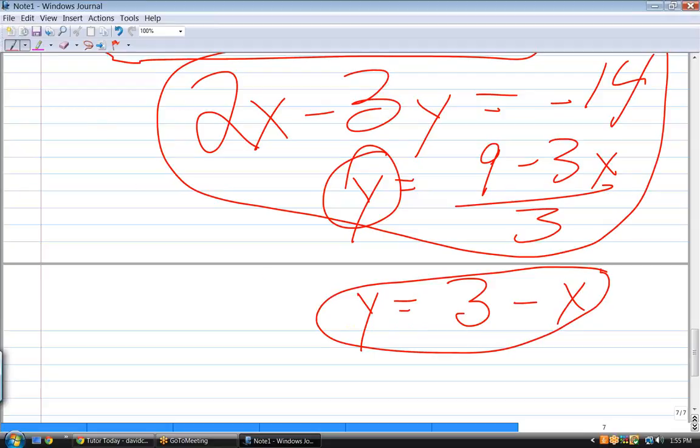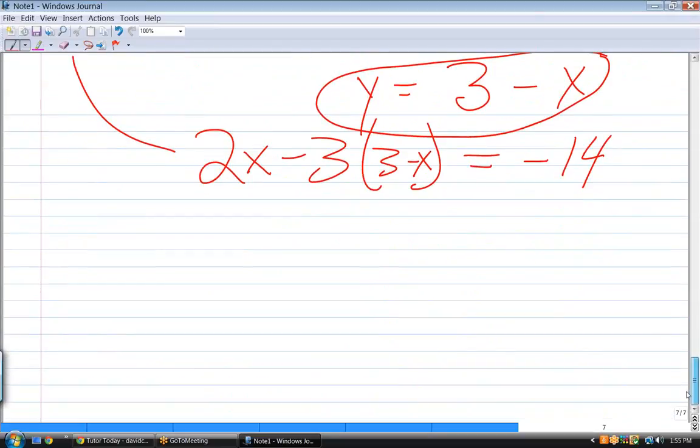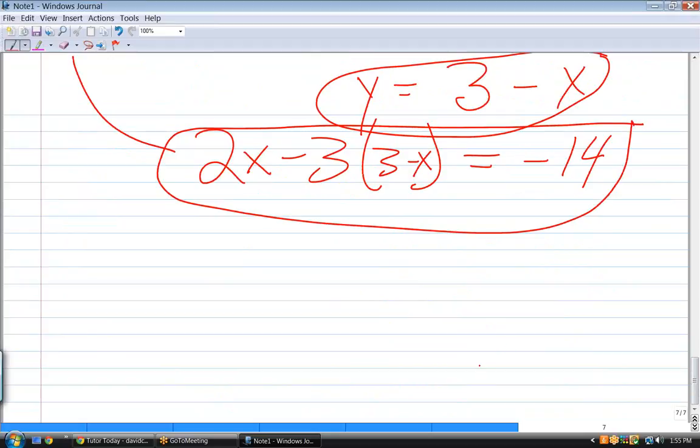So if I go back into that equation and say 2x minus 3, well, what is y? Y is 3 minus x. If that's equal to minus 14, now notice that I have one equation and only one variable. I'm going to be able to solve for x. You can always solve when you have one equation and one variable. If you have one equation and two variables, you cannot solve it. If you have two variables, you have to have two equations.